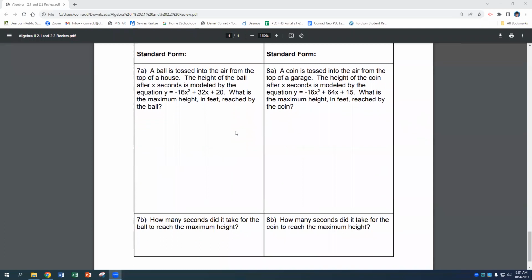Okay, so 7, a ball is tossed into the air from the top of a house. The height of the ball after x seconds is modeled by the equation y equals -16x squared plus 32x plus 20. What is the maximum height in feet reached by the ball? Okay, so if I have a graph, x is going to be time in seconds, and then our y is going to be the height.